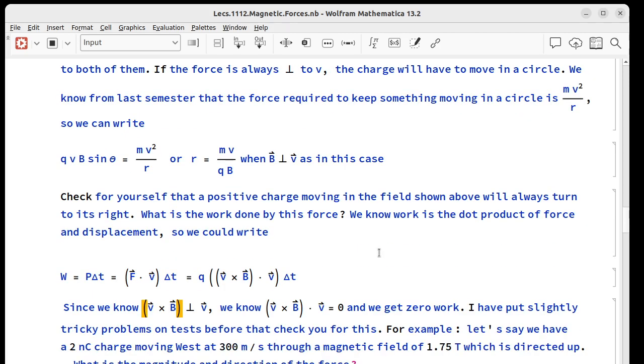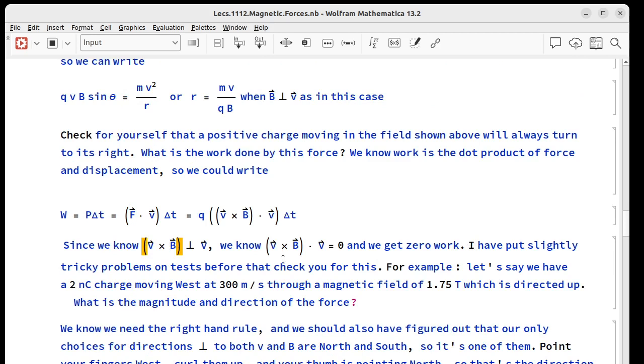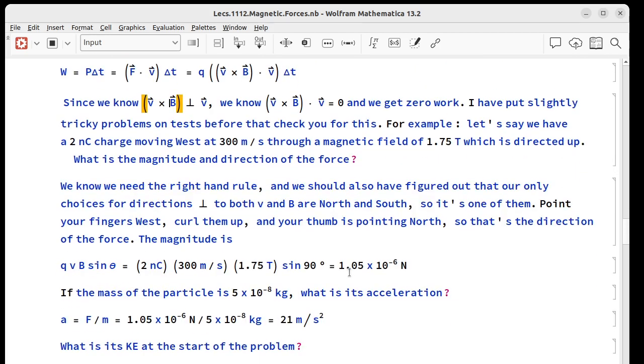Now, could we turn this into a tricky test problem to see that you're watching for this? I've done it before, so let's go over what I've asked before. Let's say we have a 2 nanocoulomb charge moving to the west at 300 meters per second through a magnetic field of 1.75 Tesla, which is directed up. What's the magnitude and direction of the force?